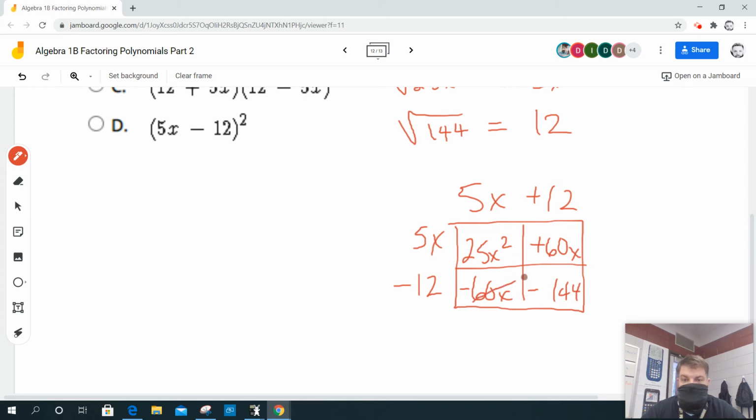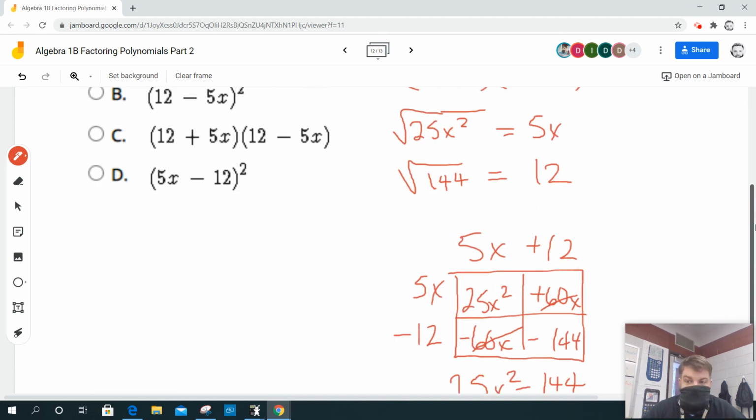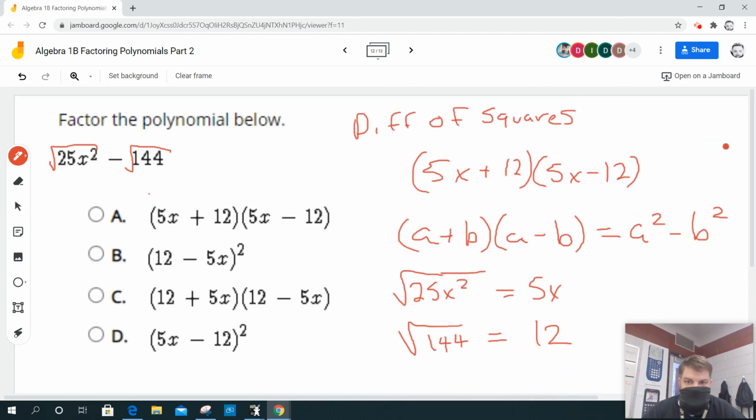60x minus 60x, see how those cancel? So then I'm left with 25x squared minus 144. So difference of squares, once you memorize that special pattern, makes it really easy, especially on a test like the SAT, to do a problem quickly. Are there any questions on that?